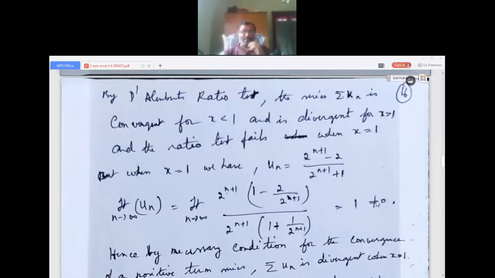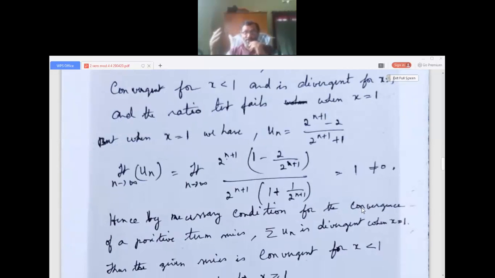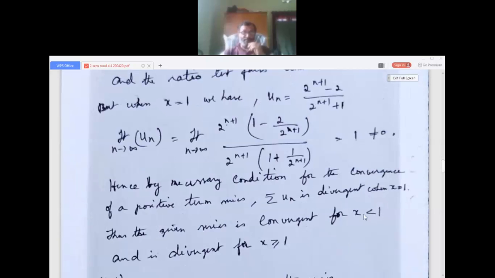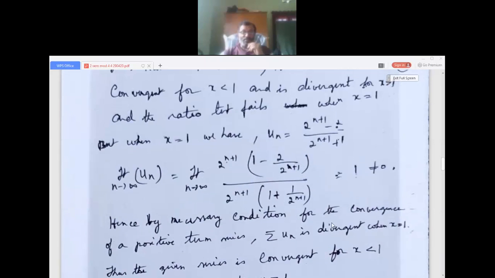So the necessary condition, see the beginning of the notes. If you see the notes, you can make it out. I have given it in the form of a condition. So by the necessary condition for the convergence of a positive term series, sigma un is divergent when x equals 1. Okay. Then the given series is convergent. So when x equals 1, what you get is 1.